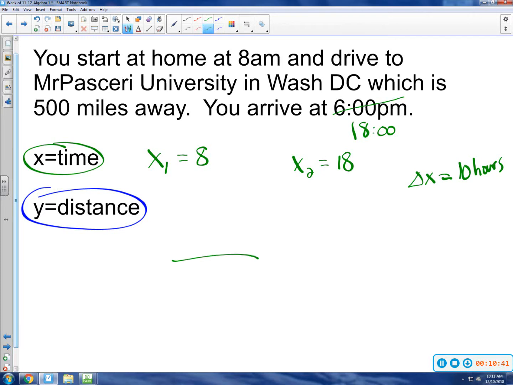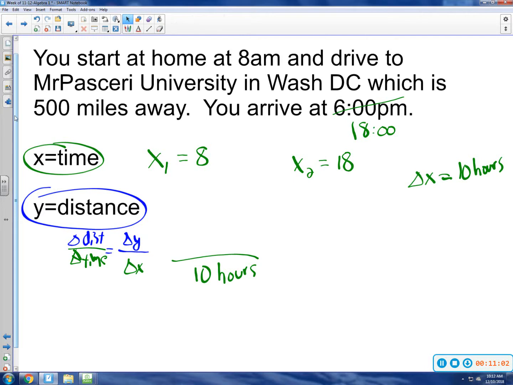Okay, so let's look at this for a second. We know that we need to have change in y over change in x, right? So change in y over change in x. Change in distance over change in time, okay? Change in distance over change in time. Well, we know the change in time, that this took 10 hours. So we took 10 hours to get there. What about the change in distance?